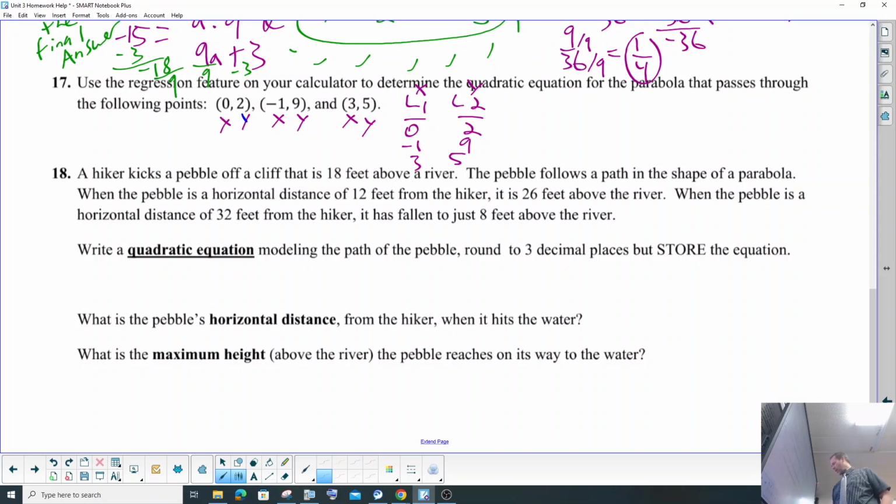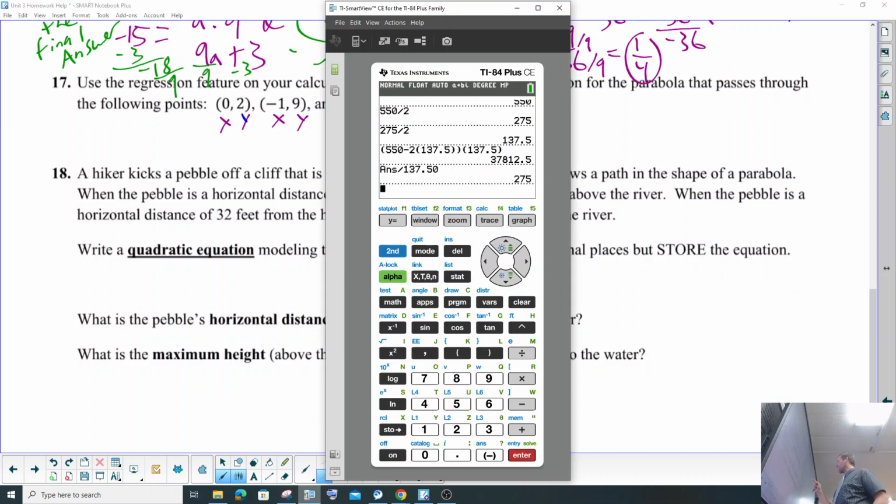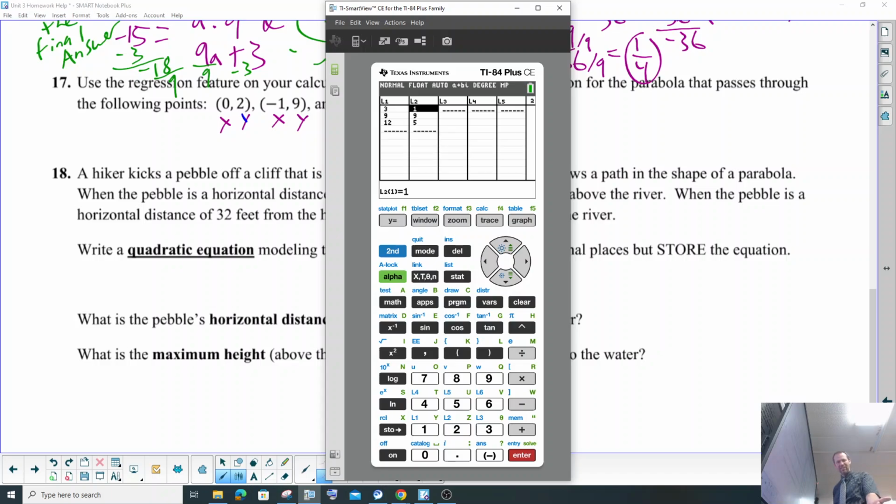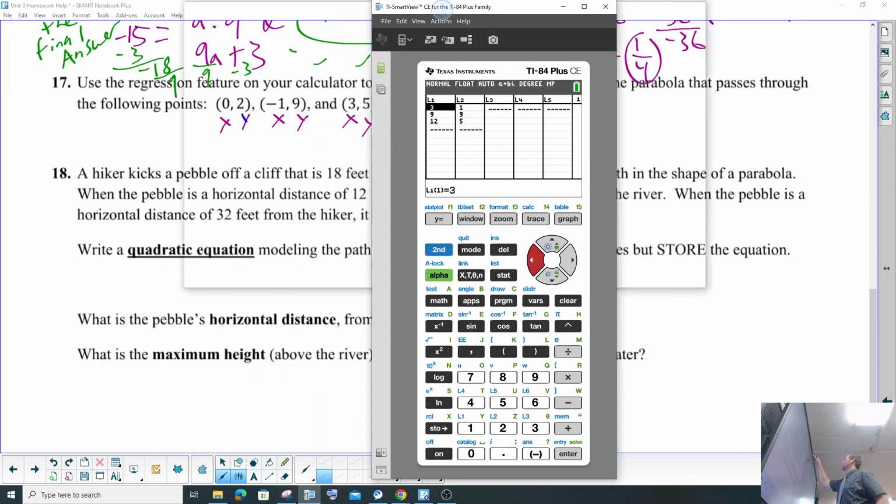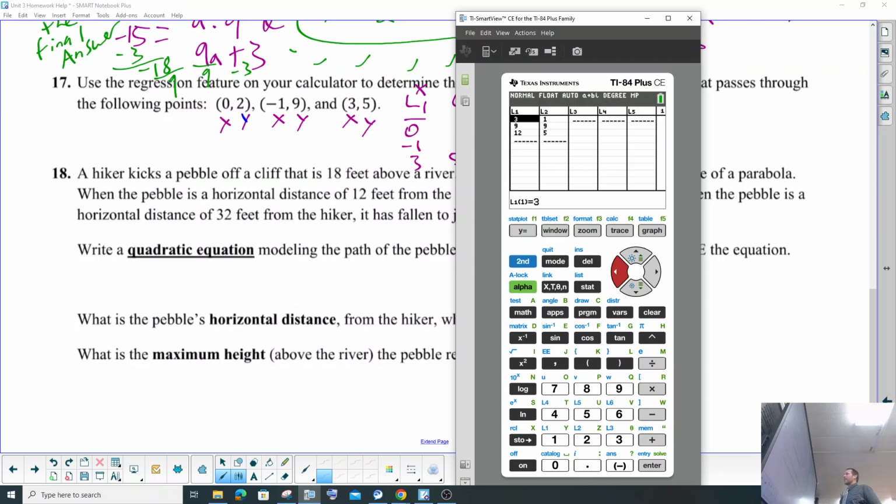And so we just go ahead and plug it into our calculator. Go to Stat, edit, go to the Stat button. Remember this? Know this for the test. Edit your data. And so now we're going to plug those numbers in. So I'm going to go 0 for my x value, negative 1 for my other x value, and 3 for my other x value. So 0, negative 1, 3 for my x values, and then 2, 9, and 5.